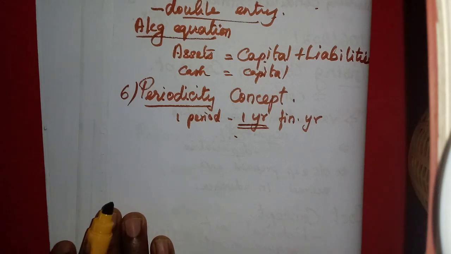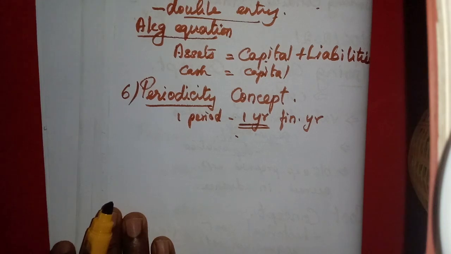Today we have learned 4 concepts. Okay, again 4 more concepts are available, so I will teach you that in the next class. Then we will complete the 10 concepts. Then 5 more conventions I will teach you in the next class. So with that we will end this chapter.